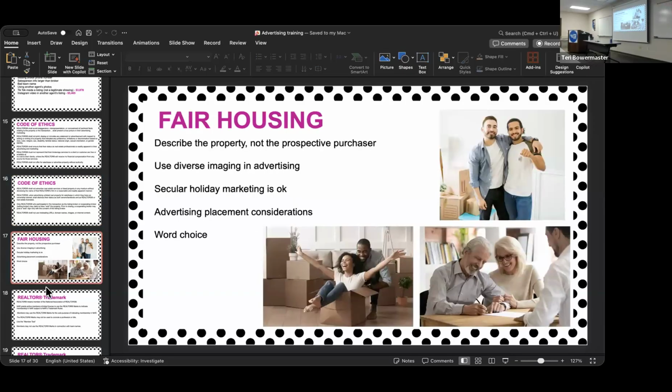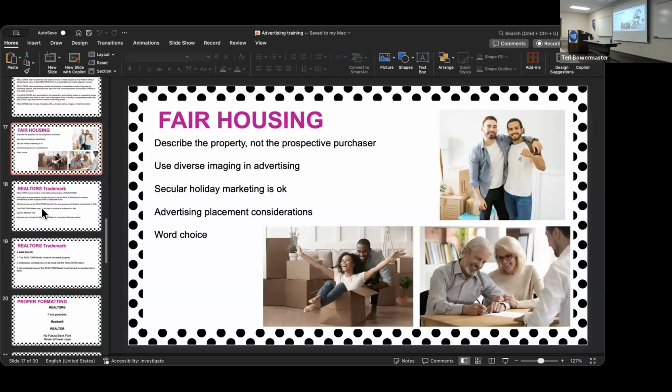Then we've got fair housing. So we do have our fair housing advertisement guidelines as well, which again, you probably learned about already this season, because I wrote that class. So does this look familiar if you took it? Well, we know that, right? Describe the property, not the purchaser. Use diverse imaging in your advertising. This one's actually good for business, which is why I like this piece of advice.